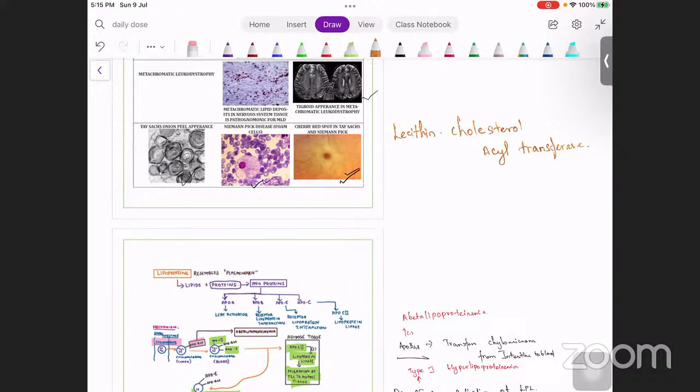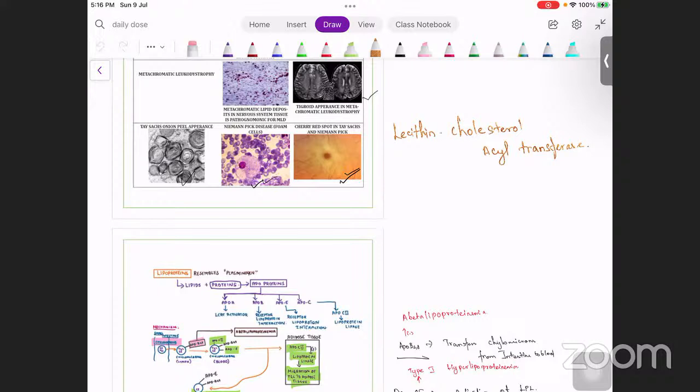Peroxisomal catalase deficiency could result in Zellweger syndrome. Phytanic acid oxidase deficiency could result in Refsum's disease. End product of odd chain fatty acid is propionyl-CoA plus acetyl-CoA, while end product of even chain fatty acid is acetyl-CoA plus acetyl-CoA. And what is the cholesterol synthesis? Rate limiting enzyme is HMG-CoA reductase, which is inhibited by statins. And then the first formed steroid in the cholesterol synthesis is lanosterol.